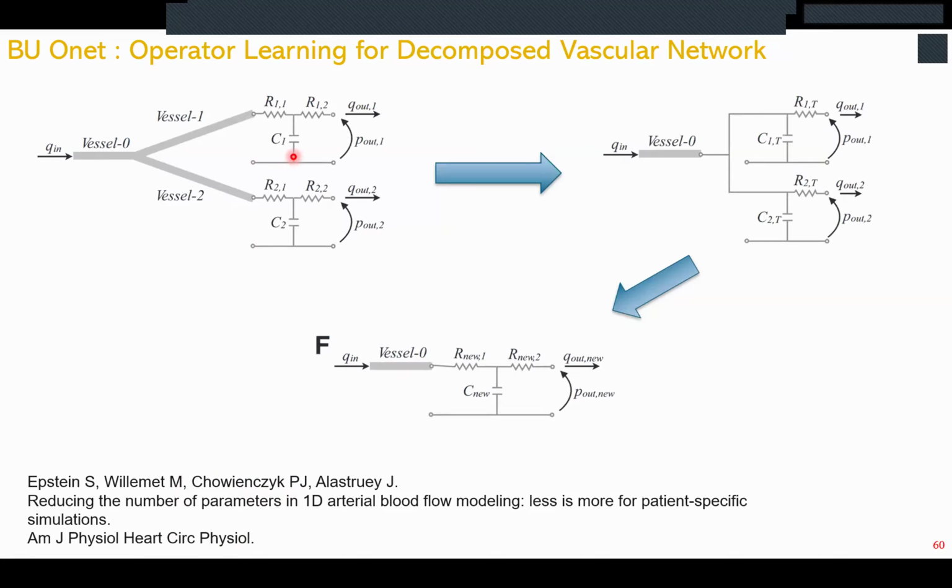That's to say, we could simplify this vessel 1 with these 3-element Windkessel boundary conditions into this 0-dimensional model, and we also do this for vessel 2. And then by using this one, we could convert this one into one single segment with new updated Windkessel parameters. So that means for every single segment, we could have the outlet boundary conditions.